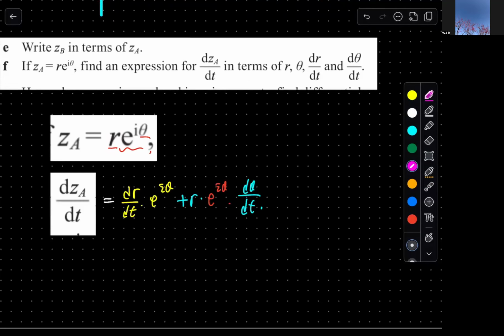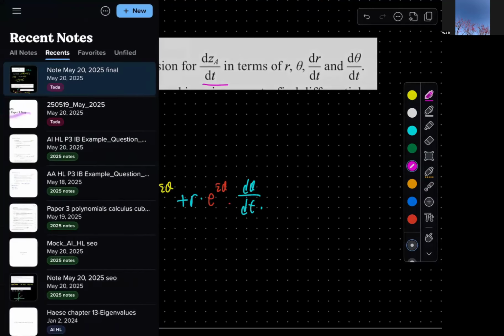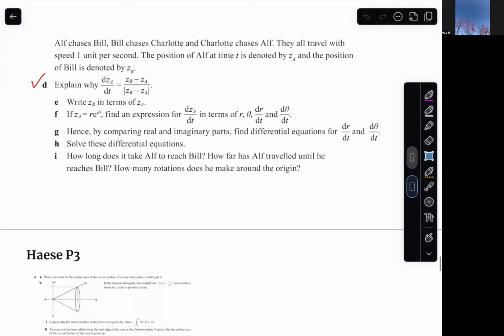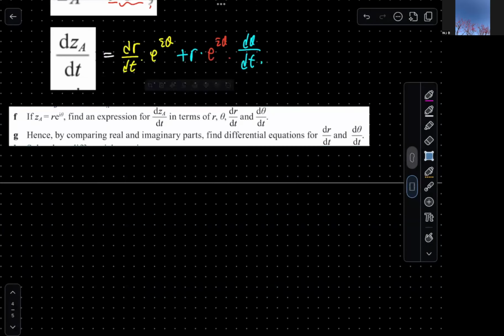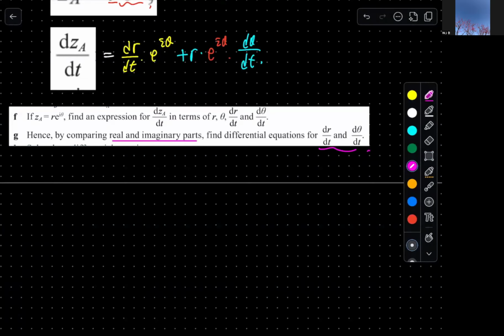So I managed to describe the derivative of ZA with respect to time t, no problem. But now let's have a look at part G. Hence, by comparing real and imaginary part, find the differential equation for dr over dt and dtheta over dt. So they're asking you to compare the real part as well as the imaginary part. Well, what does that mean?